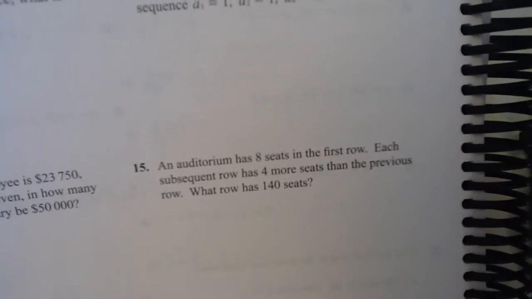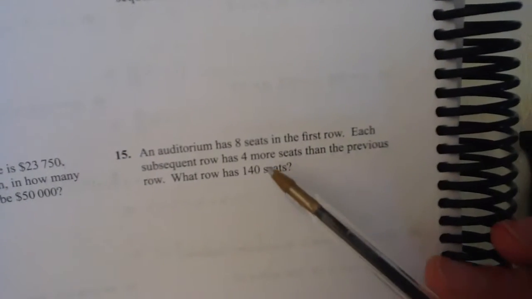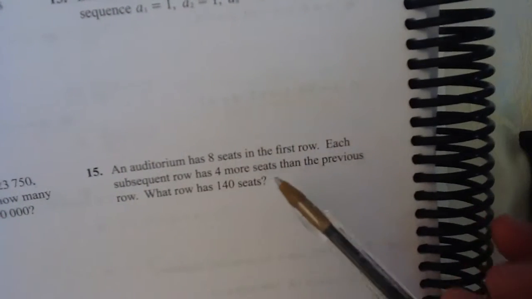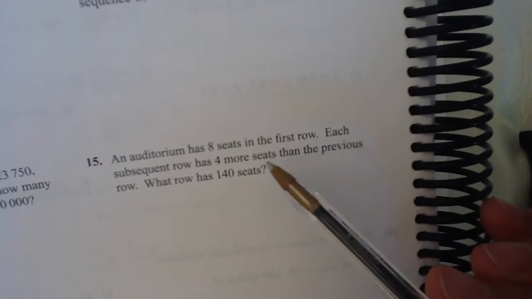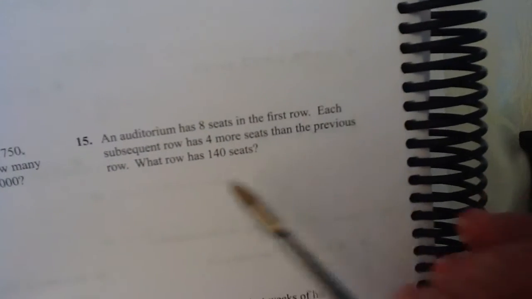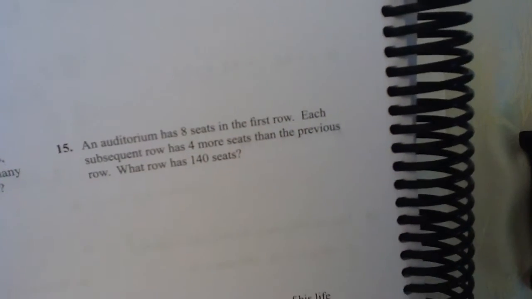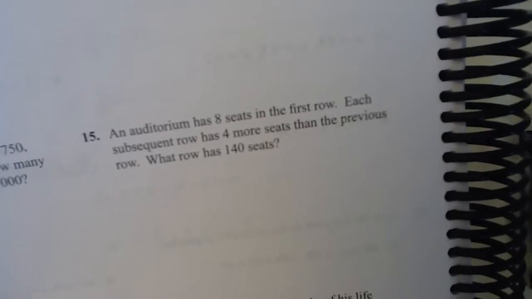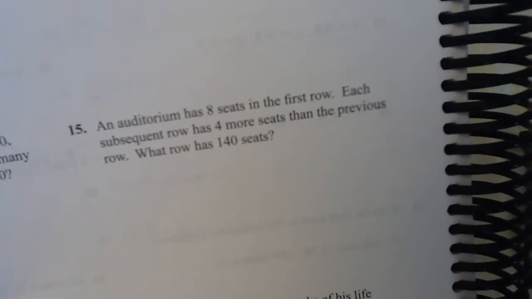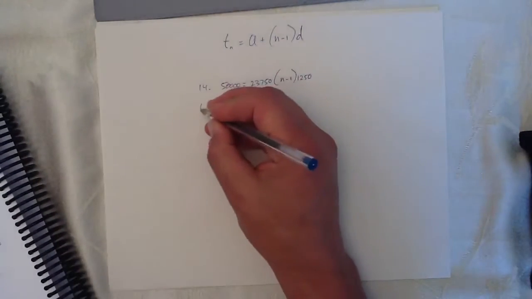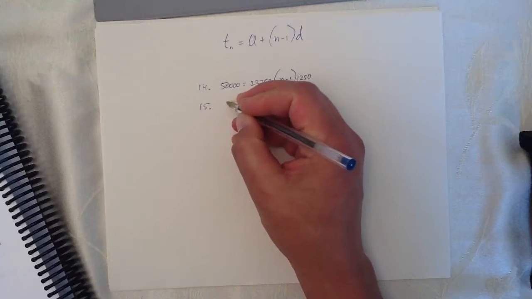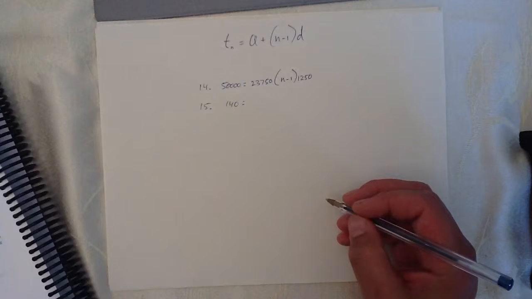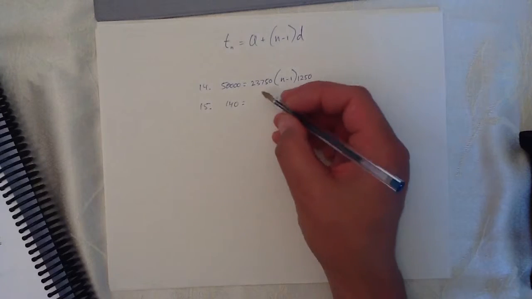Number 15, almost the exact same thing. An auditorium has 8 seats in the first row, or A equals 8. Each subsequent row has 4 more seats, otherwise known as D equals 4. And what row has 140 seats? In other words, which row, which n, gives us a Tn of 140. That's the terminal value, or the value of term n.